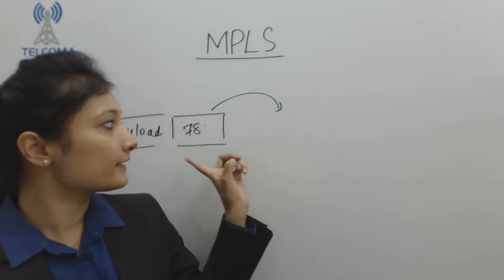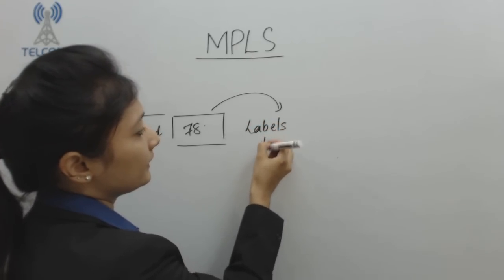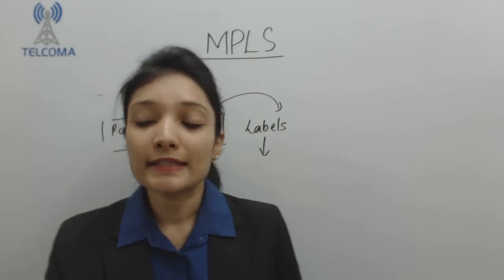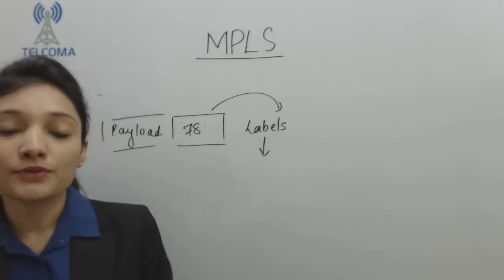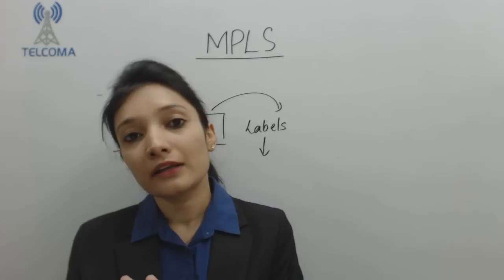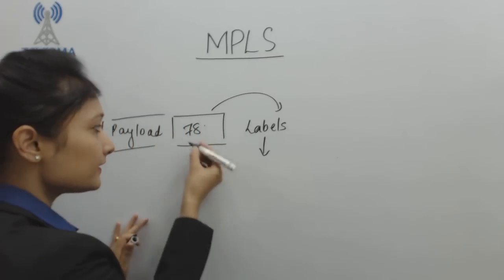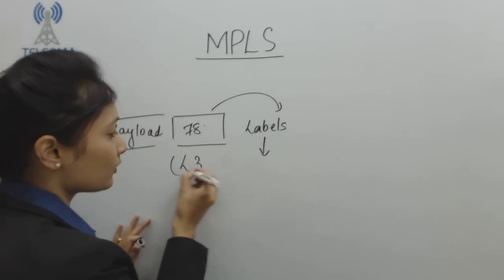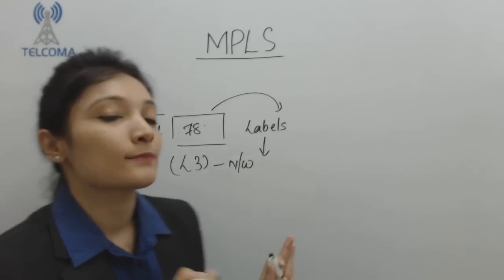So we can say that these labels may correspond to the IPs. Like IPs were used in IP forwarding to forward the traffic, similarly, we have labels here. Now, this IP forwarding is your layer 3. That means it is layer 3 of your OSI model.